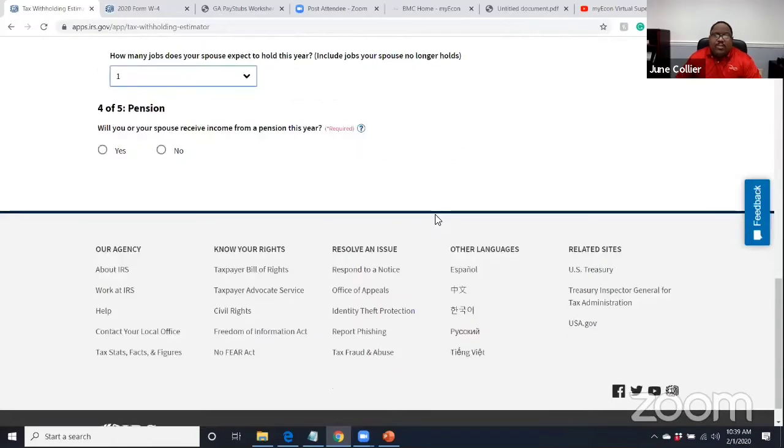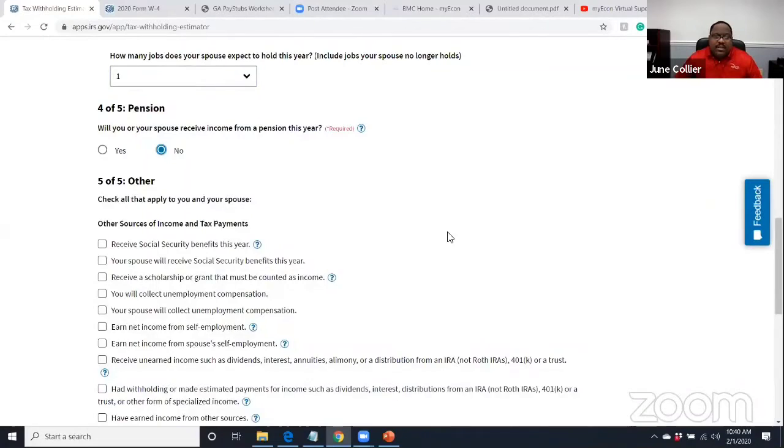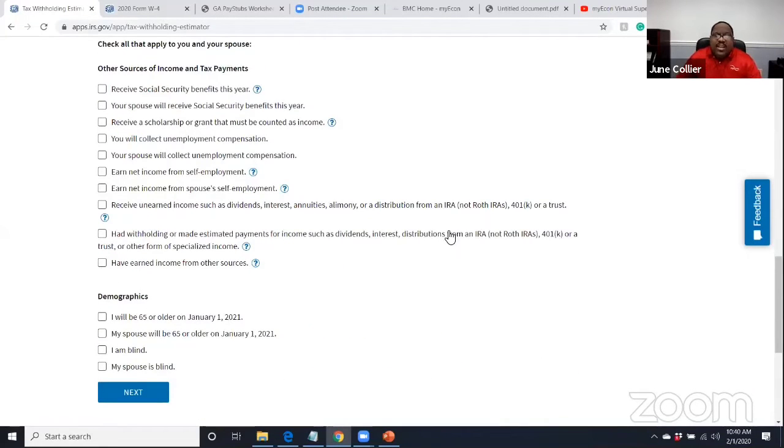Will you or your spouse receive income from a pension this year? Well, like most people in America, they're living paycheck to paycheck. They need all their money, and they're not of age to receive a pension. So the answer is no, we're not going to receive a pension this year. And then the other says, check all that apply to you and your spouse. So other sources of income and tax payments. They don't have any other sources of income coming in right now.